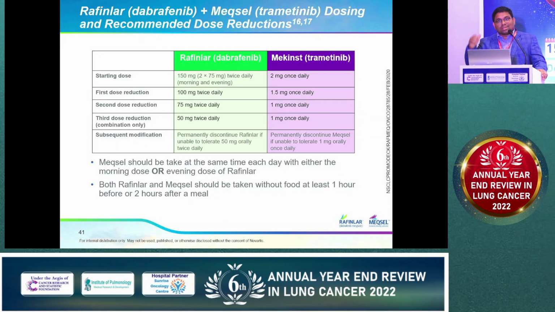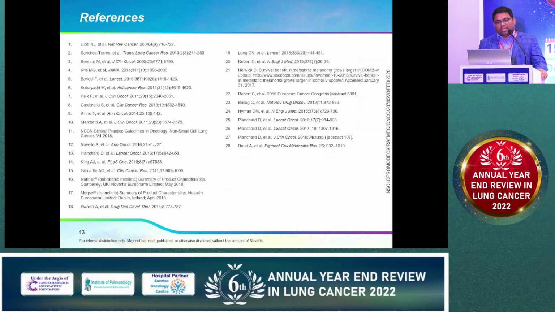This is the dose reduction, the way it goes: 150, 100, 75 and 50, and so it is with trametinib. Remember, if it is pyrexia, you only need to consider interruption of the RAF inhibitor, and the dose reduction restricts to the RAF inhibitor and not to trametinib, as opposed to if you have LFT derangements or anything else.